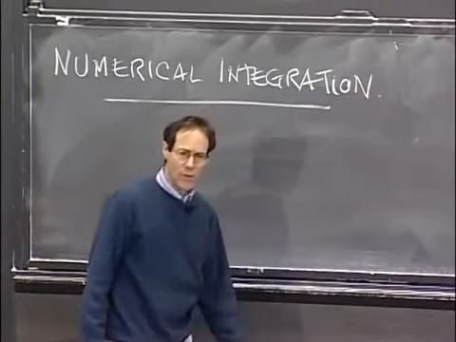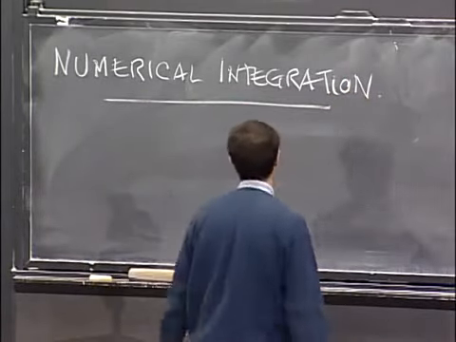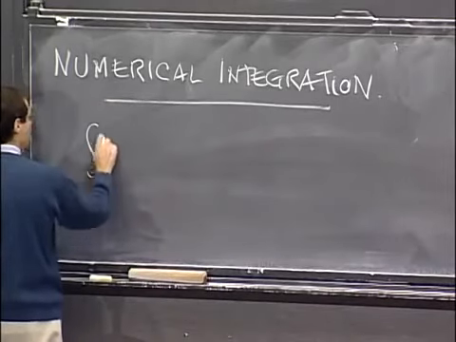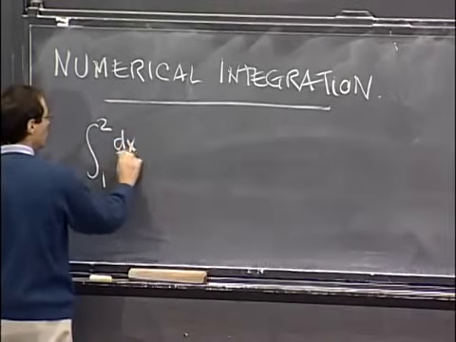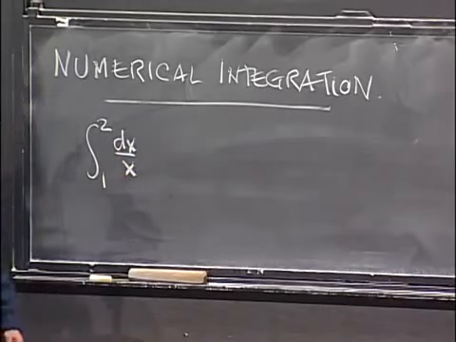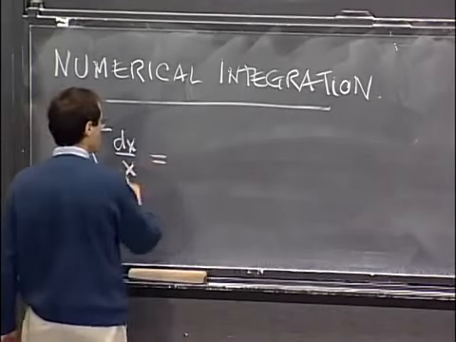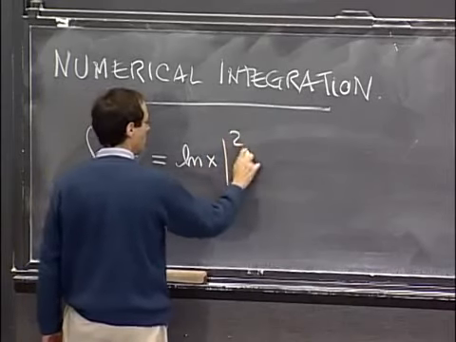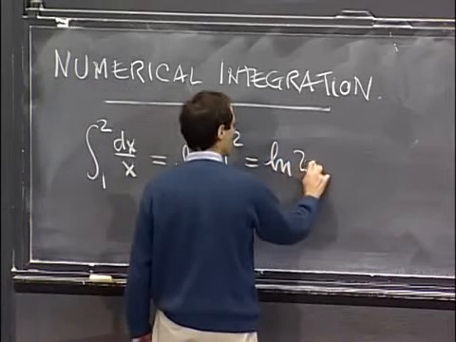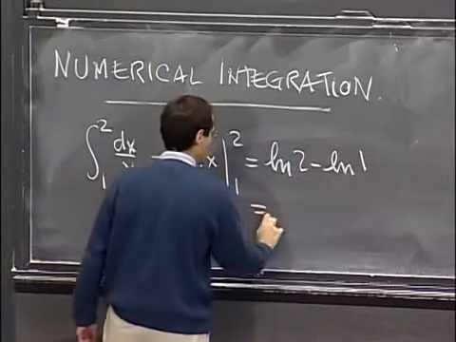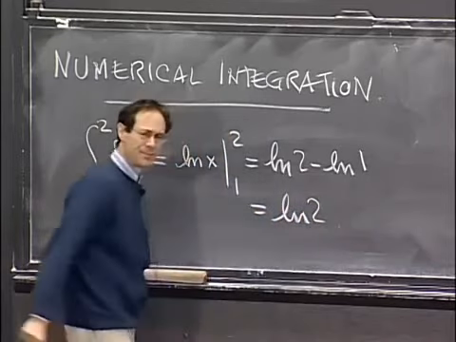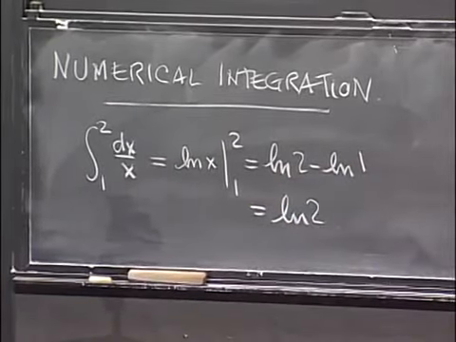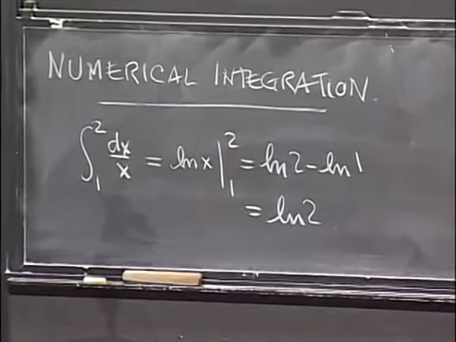I'm going to illustrate this just with the simplest example that I can. We're going to look at the integral from 1 to 2 of dx over x, which we know perfectly well already is the log of x evaluated between 1 and 2, which is log 2 minus log 1, which is just log 2. Now, if you punch that into your calculator, you're going to get something like this.